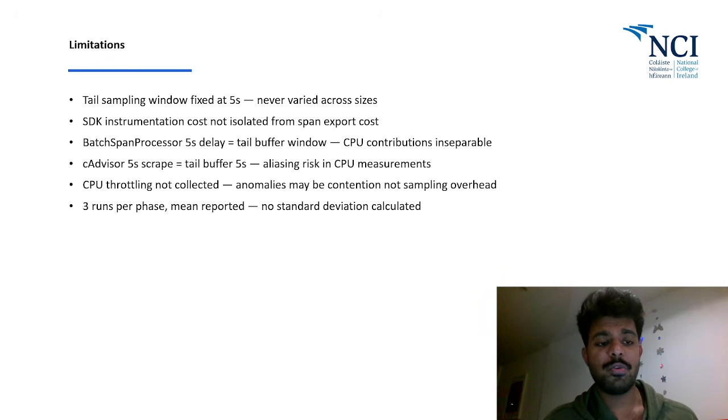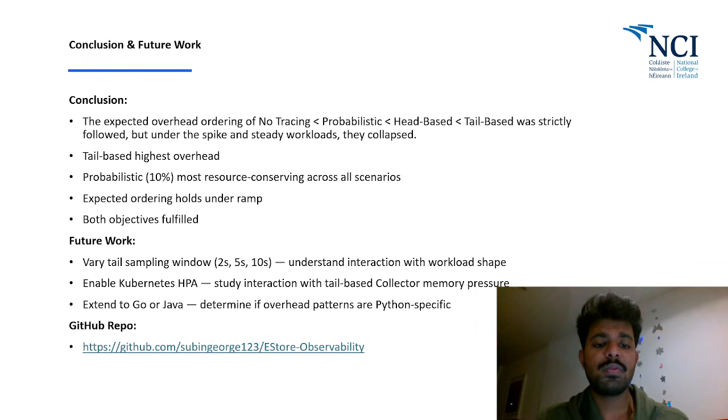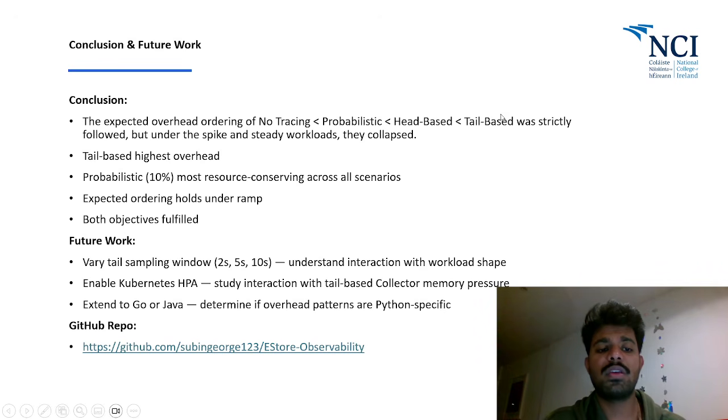So these are the limitations. As for the conclusion, the expected ordering is: no sampling is lower than probabilistic, which is lower than head sampling, which is lower than tail sampling, where tail sampling has the highest overhead. Probabilistic sampling is the most resource-conserving across all scenarios. Both objectives are fulfilled.